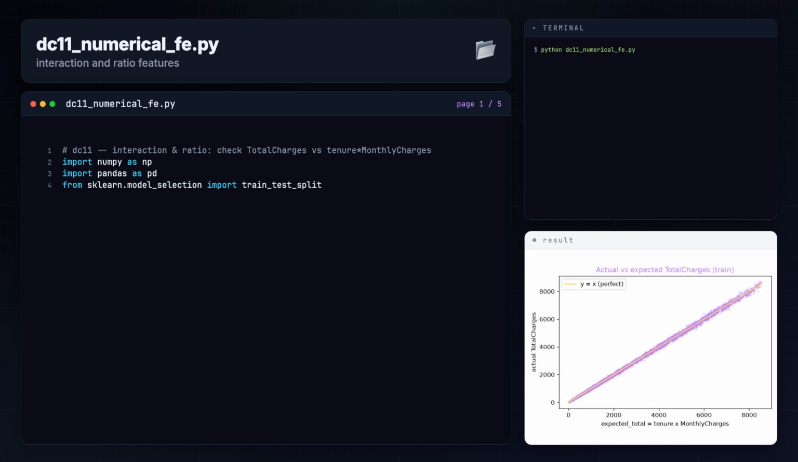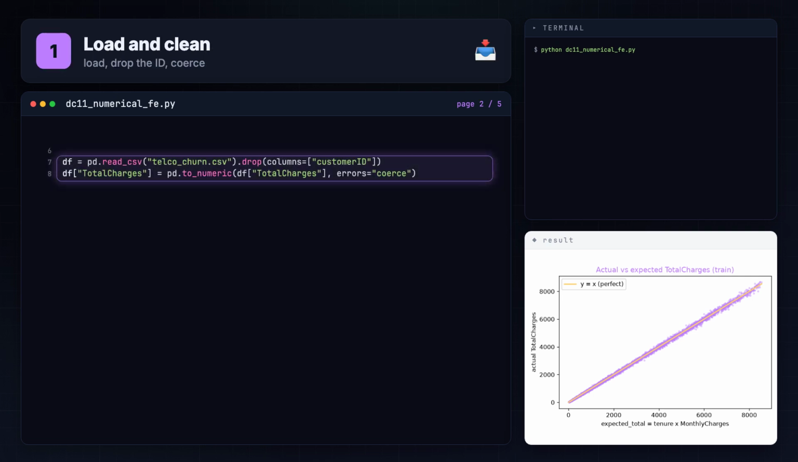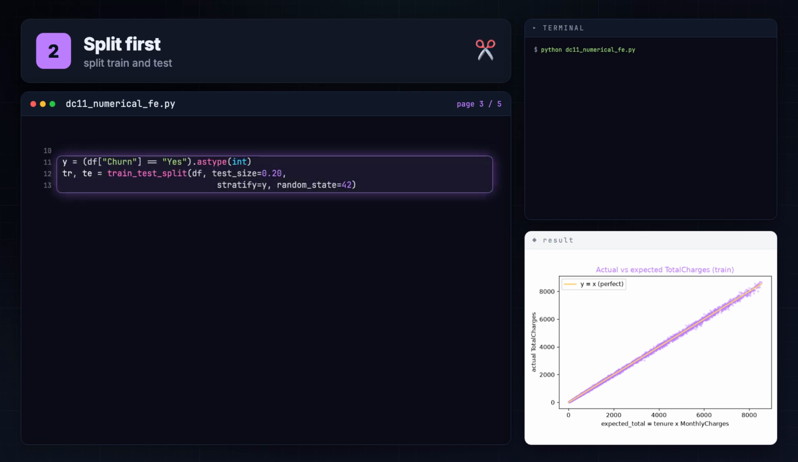Here's the whole thing in one file. We split, build the interaction and the ratio, and plot actual against expected. Load, drop the ID, coerce total charges to numeric. Split, train and test, stratified on churn, random state 42.